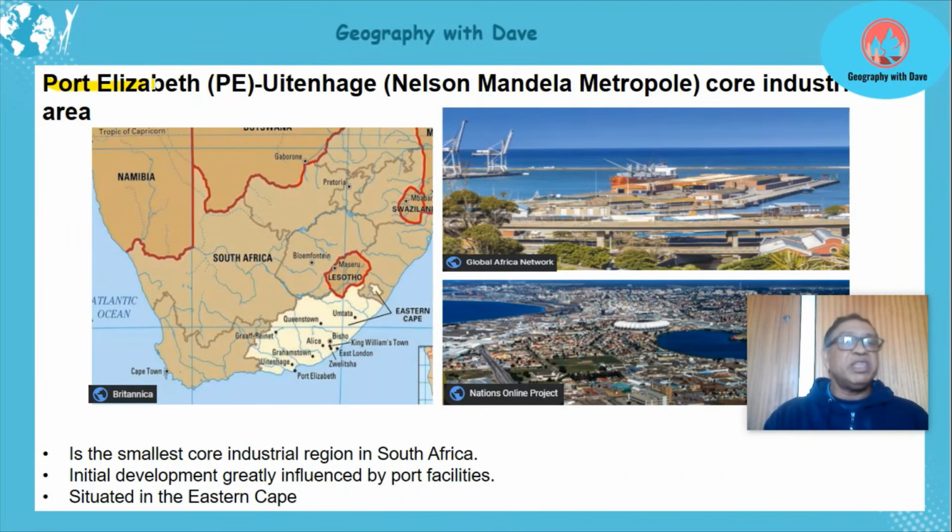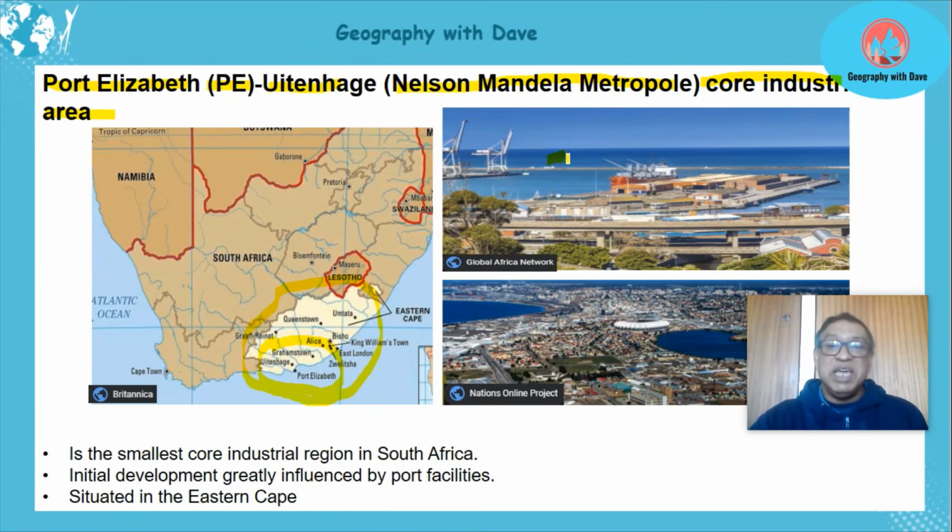Okay, Port Elizabeth, PE in short, Uitenhage. Also known as the Nelson Mandela Metropole Core Industrial Area. First of all, we know it's in the Eastern Cape, and there we are. That's where the Port Elizabeth Uitenhage core industrial area is.